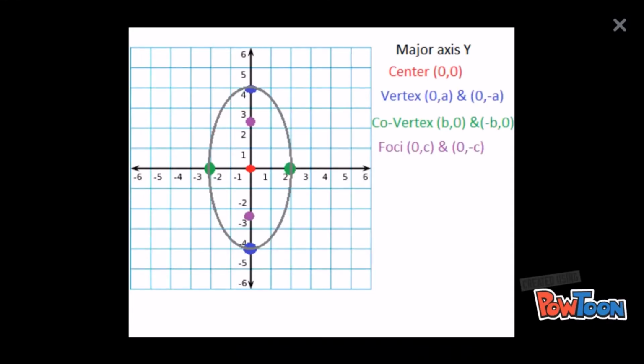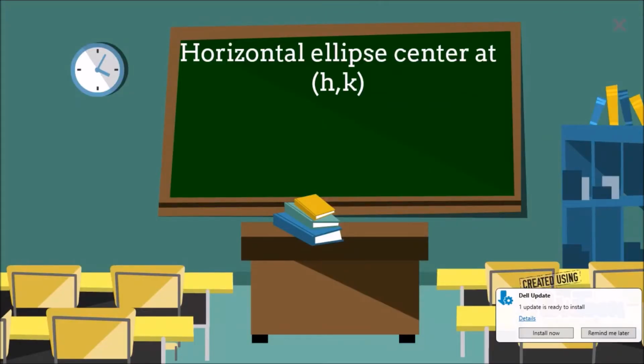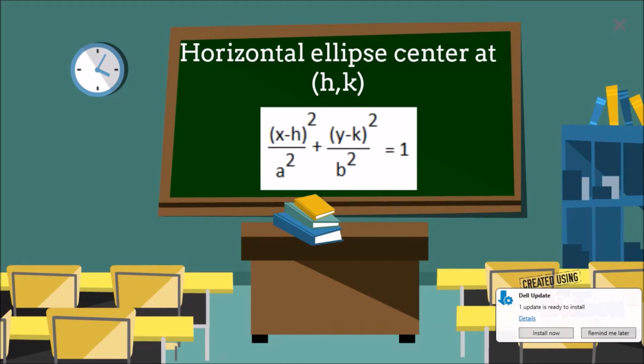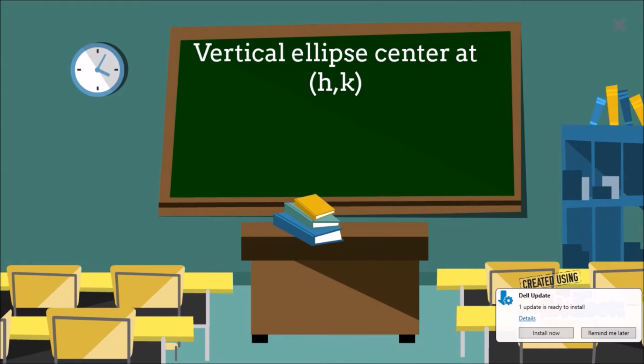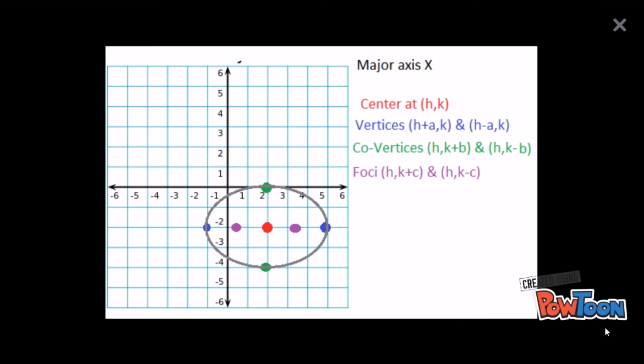On this Cartesian plane, you can see the major axis of an ellipse is the y-axis with the center at the origin, 0, 0. When we have a horizontal ellipse with the center at h, k, the formula is x minus h squared over a squared plus y minus k squared over b squared equals 1. When we have a vertical ellipse with the center at h, k, the formula we use is x minus h squared over b squared plus y minus k squared over a squared equals 1. Here we see an ellipse centered at h, k with the major axis being the x-axis.